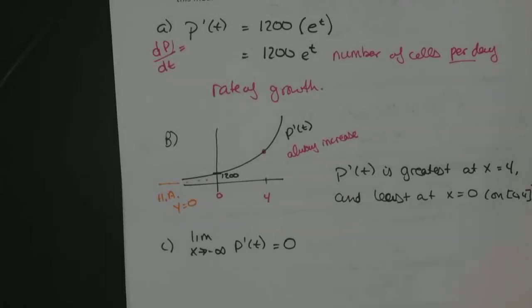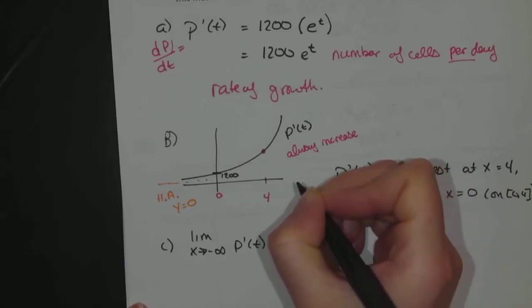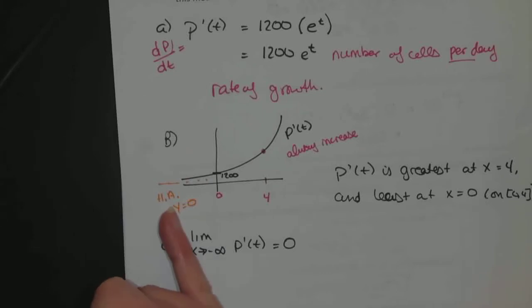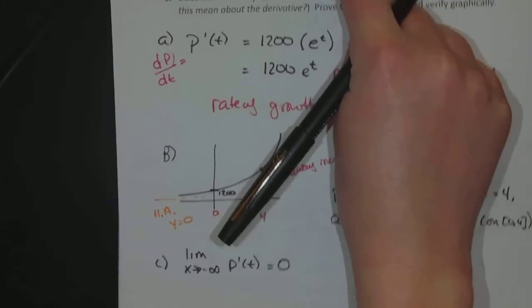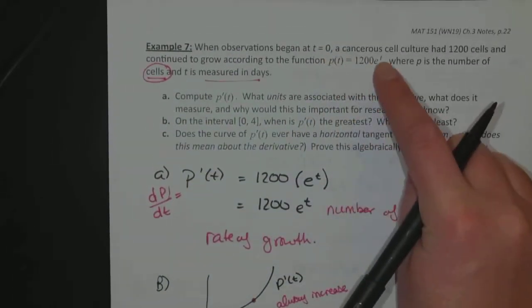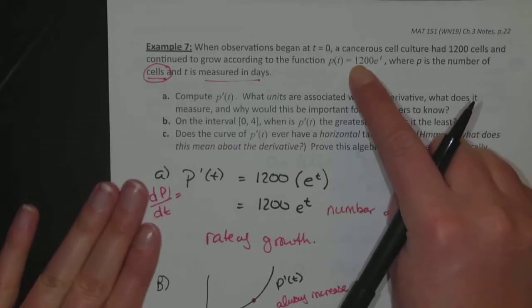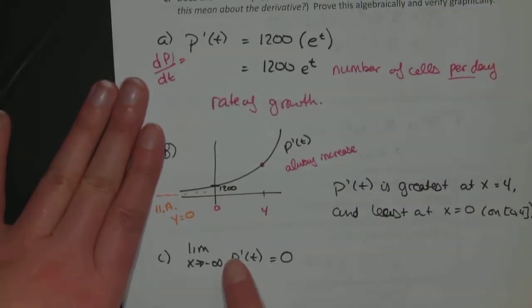So what does this mean about the derivative? Prove this algebraically and verify graphically. So I looked at it graphically. Let's talk about what it means first, and we'll prove the limit algebraically later on. What this means is that when the cell perhaps first developed, before it's been studied, at t equals 0, if you plug 0 into this function, there are already 1,200 cancer cells. So there were cells growing before the study happened.